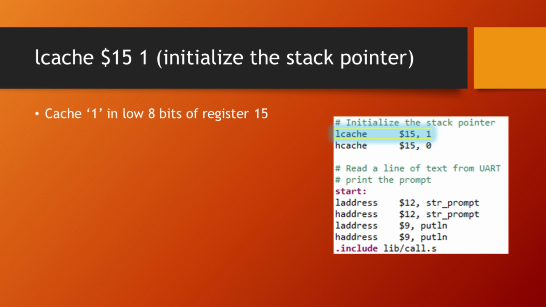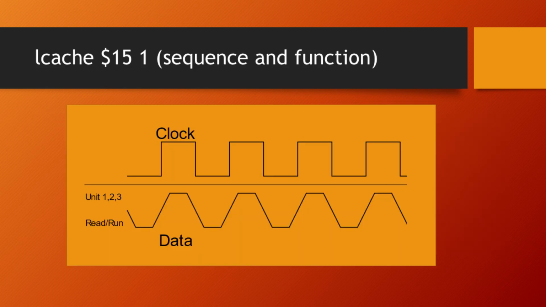The LCache, low cache, is the first instruction of multiply.s. It caches 1 in the low 8 bits of register 15 to initialize the stack pointer. The stack will start at address 0001 and grow to higher odd-numbered addresses.